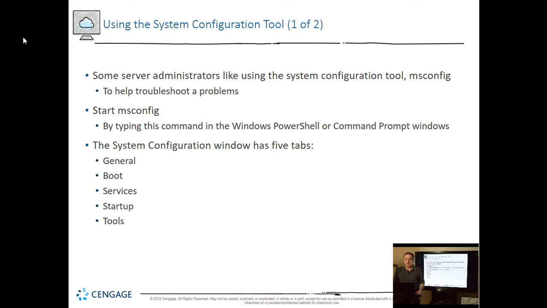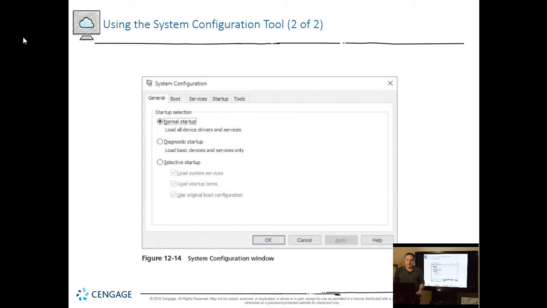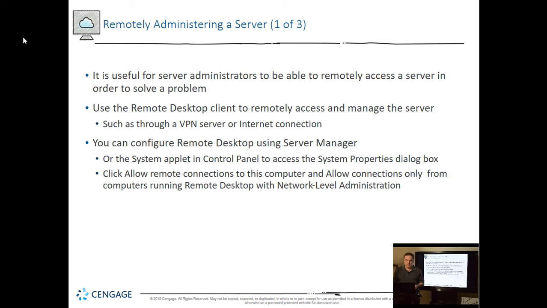Some server administrators like to use the system configuration tool called msconfig. msconfig has several different tabs, the General, Boot, Services, and Startup tab. So the General tab allows us to force a boot into a diagnostic startup or a selective startup mode so we can troubleshoot our computer. Again, this only works if Windows is booting at all.